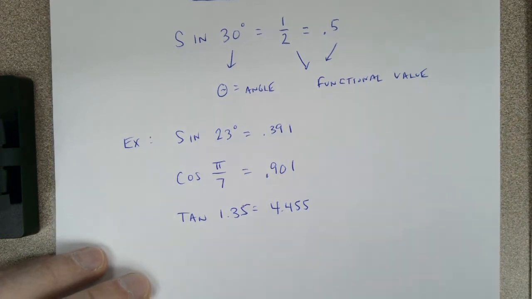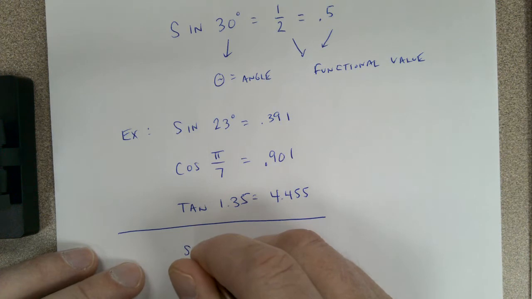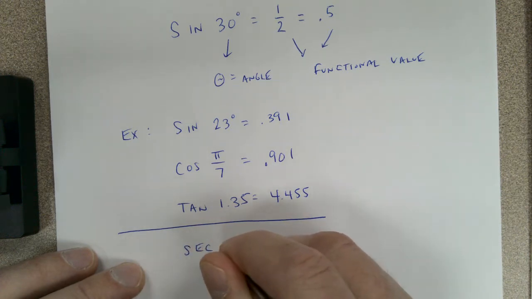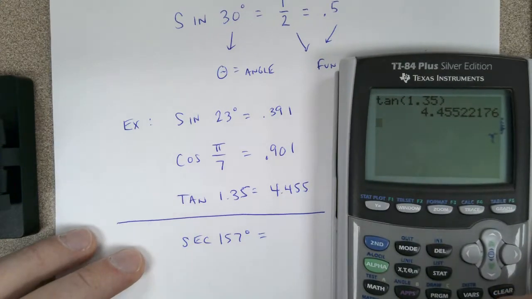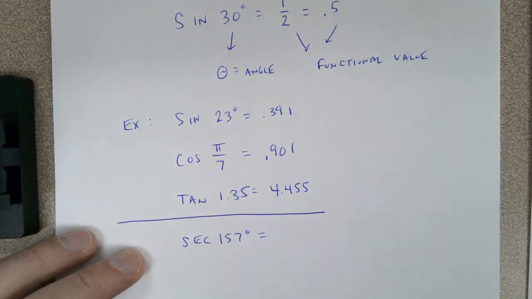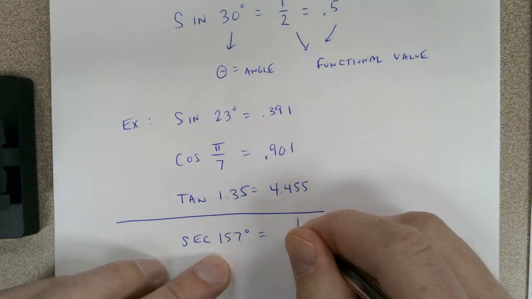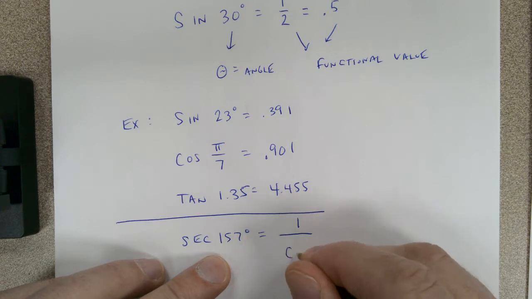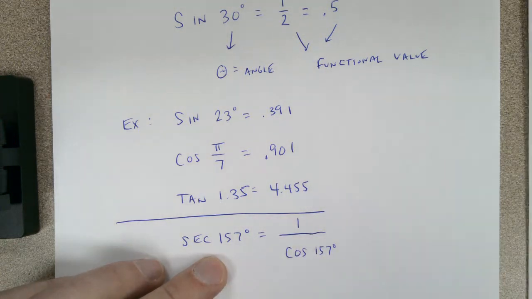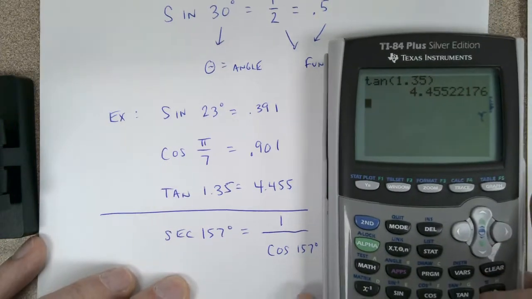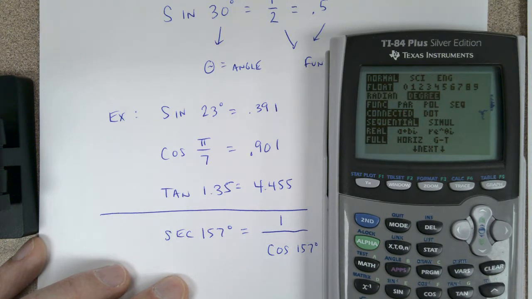Now, let's look at the reciprocal function. So let's say the secant of 157 degrees. Again, before I do that, I want you to think about, we know this is the reciprocal function of cosine. So this would be the same thing as 1 over the cosine of 157. And again, I want to make sure before I put this into my calculator that I do have it in degree mode. So I've got it in degree mode.